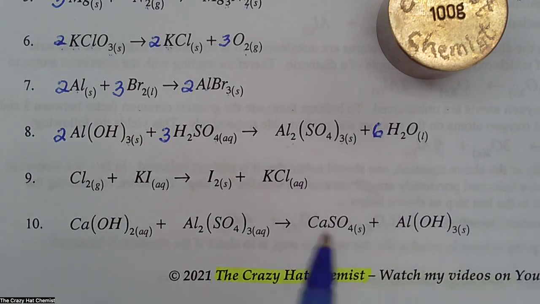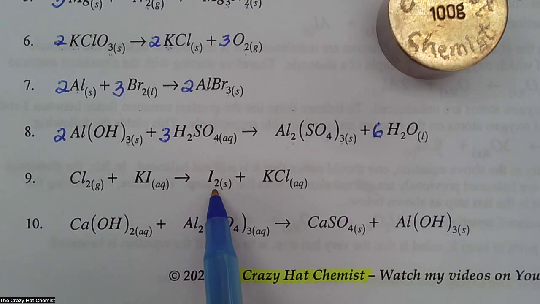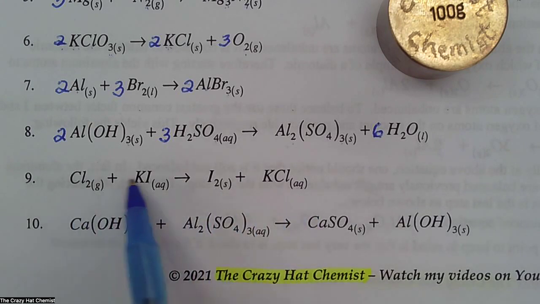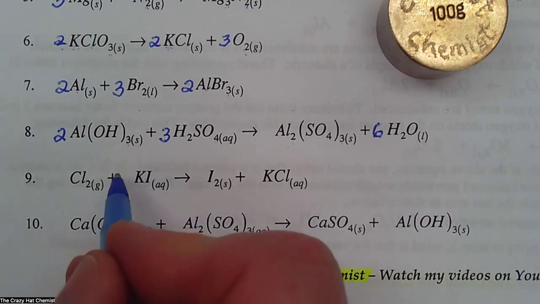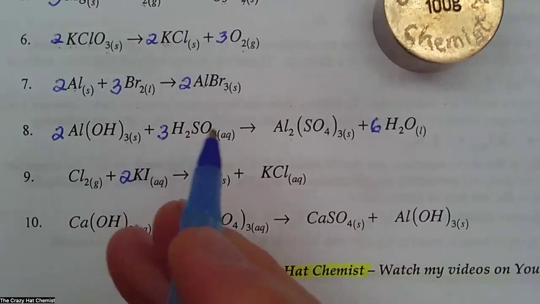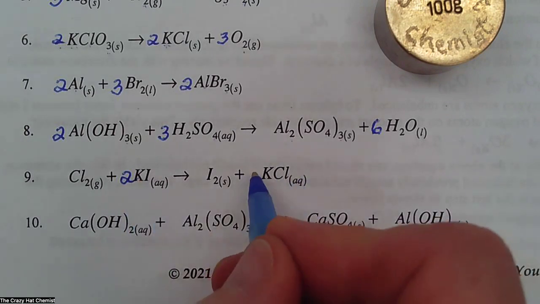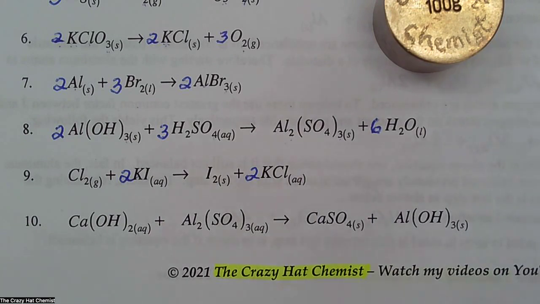All right, second to last problem, I got chlorine gas reacts with potassium iodide to produce iodine and potassium chloride. So you can start wherever you want to here. There's 2 iodines here on the product side. There's 1 on the reactant side. I'm going to place a 2 right there. That gives me 2 potassiums on the reactant side, and I need 2 potassiums on the product side, and now that will also give me 2 chlorines on both reactant and product side.